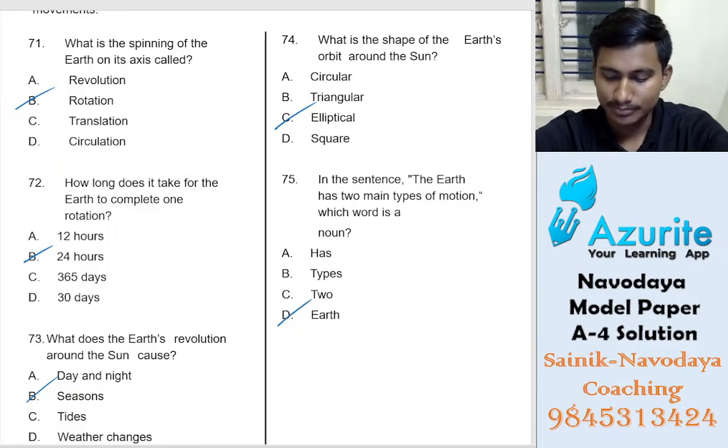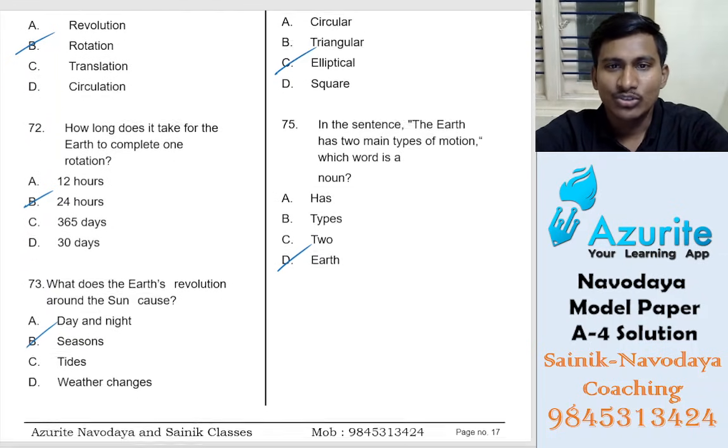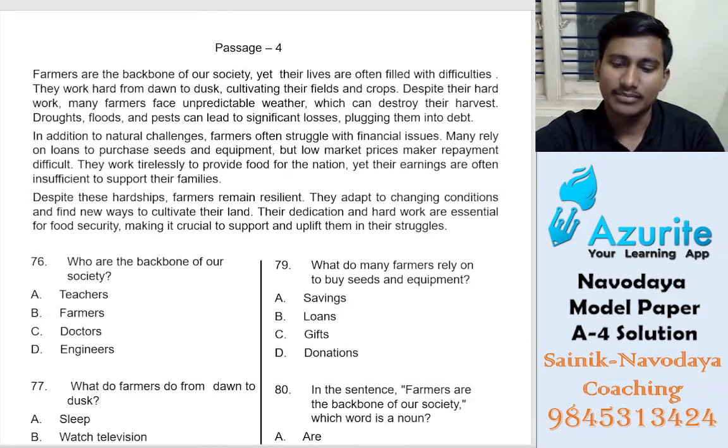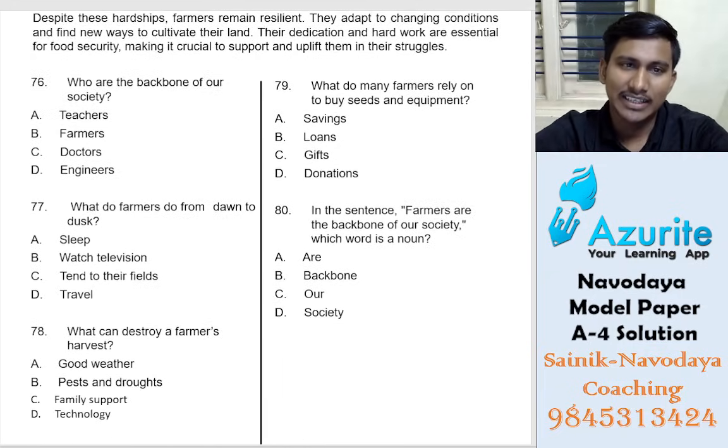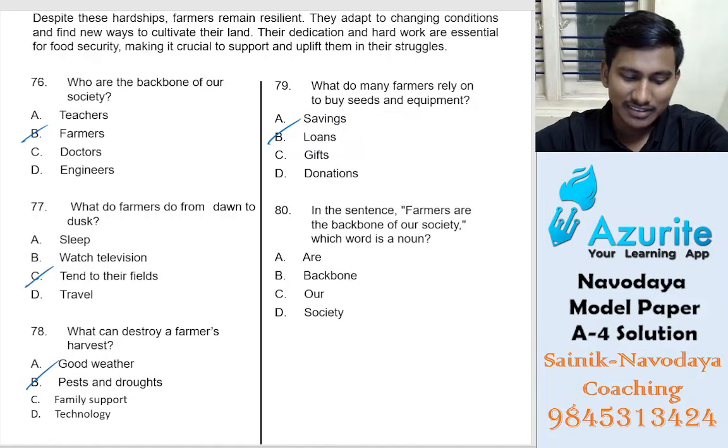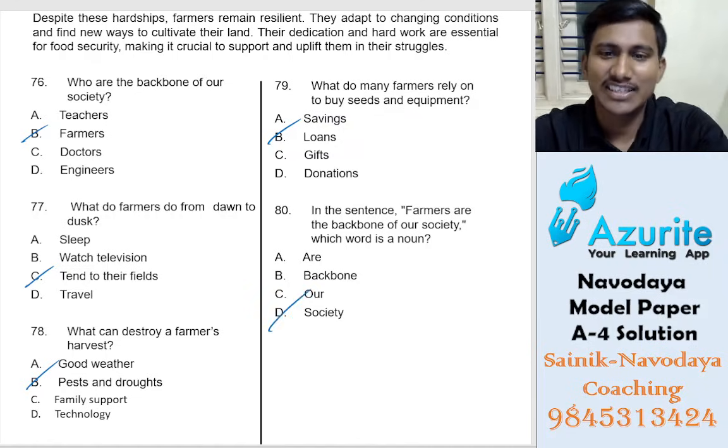Okay, good. Now let's go next, that is passage 4 here, right? So passage 4 answers. Okay, I am directly writing. That is B, B, B, C, C, B, C, B, C, B and B, D. Okay, these are the answers.